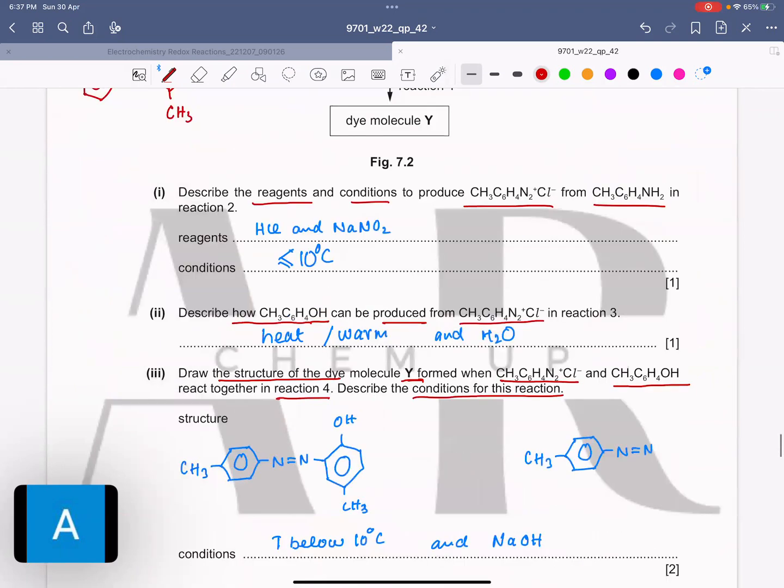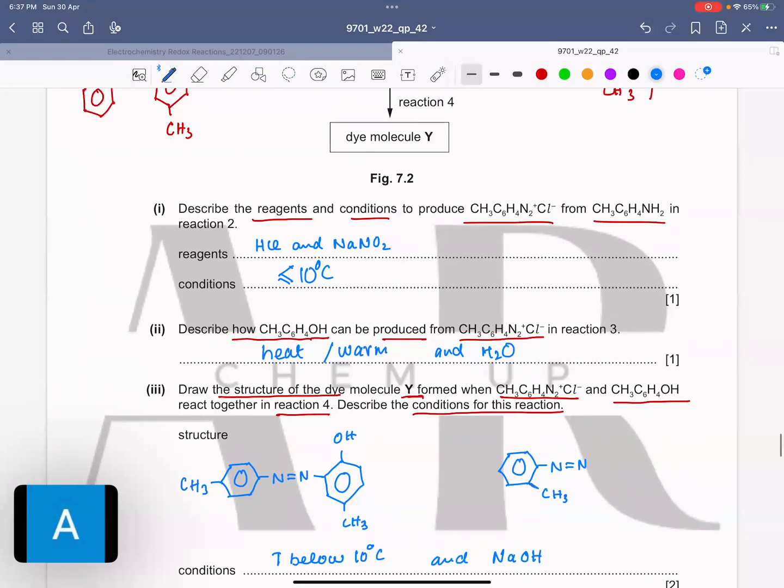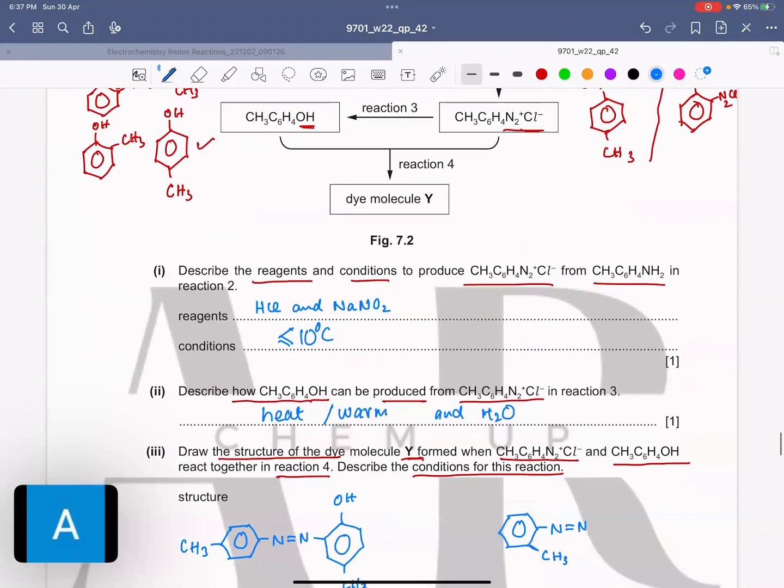So in that case, the other possible structure for this would be a methyl group over here, and then this is bonded to a phenol on the 4th position.